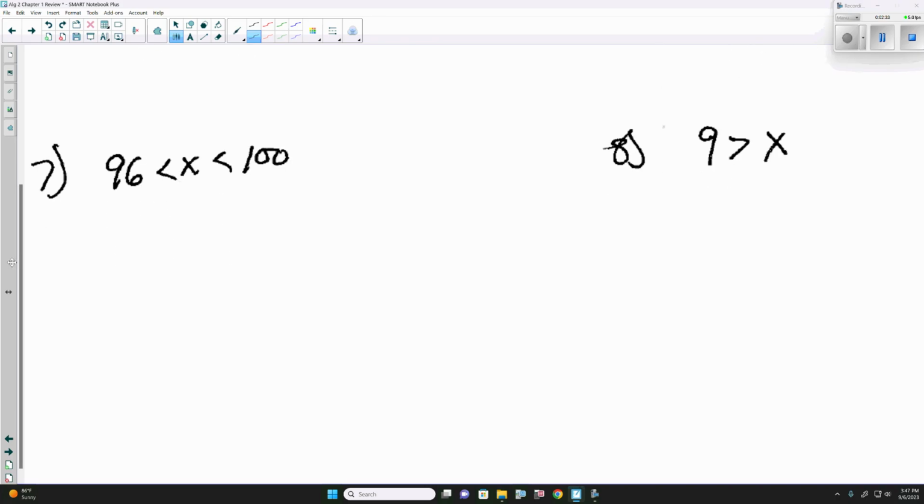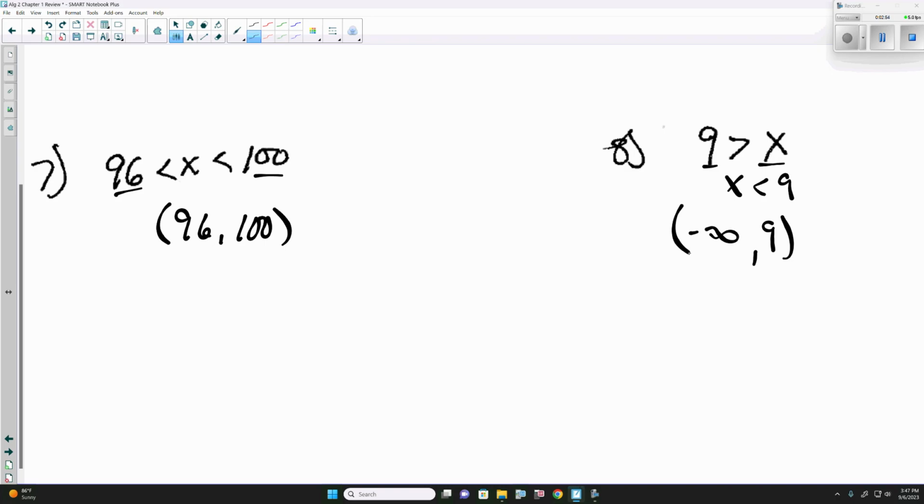Now number 7, we have two endpoints. So we'd have 96 and 100, and since it's not equal to either of them, we would have two parentheses. And lastly, 9 is greater than x, or x is less than 9. So the biggest number we can have is 9. Smallest number we can have is negative infinity, and we'd have two parentheses.